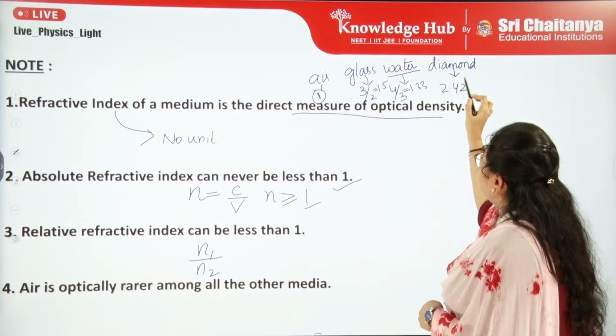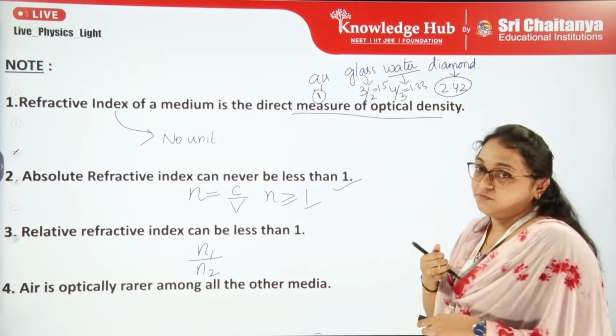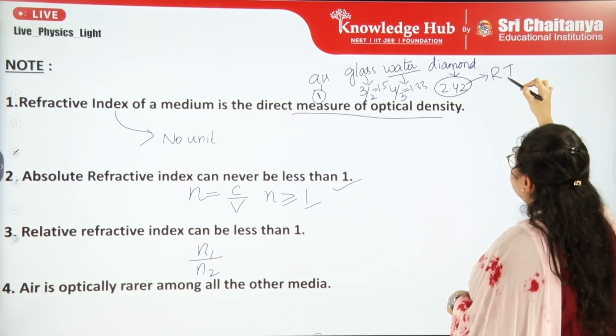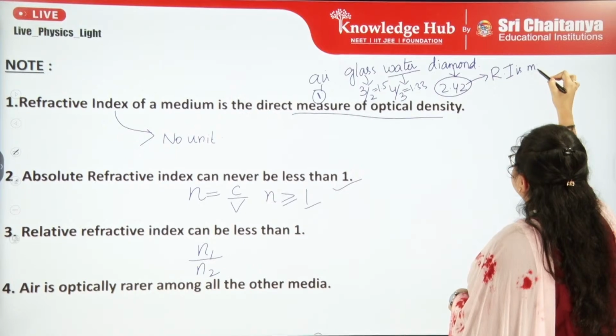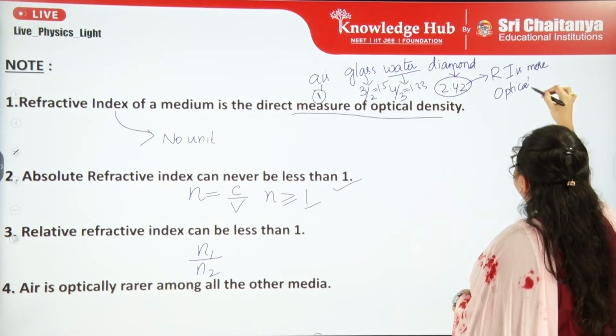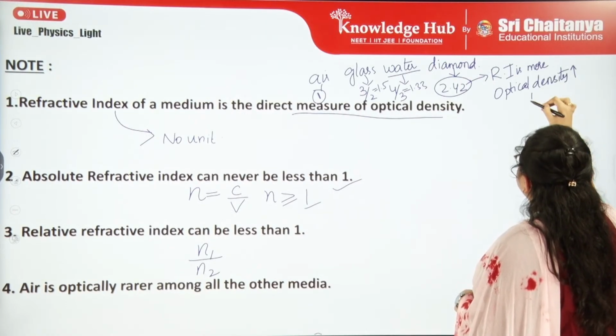So diamond has more refractive index, which means what about the speed of light? It will be less there. Why? So if refractive index is more, optical density is more. So if optical density is more, we consider that as optically denser medium.